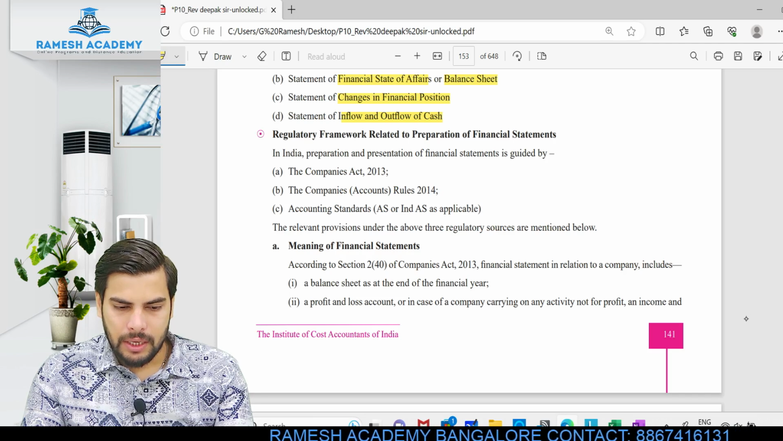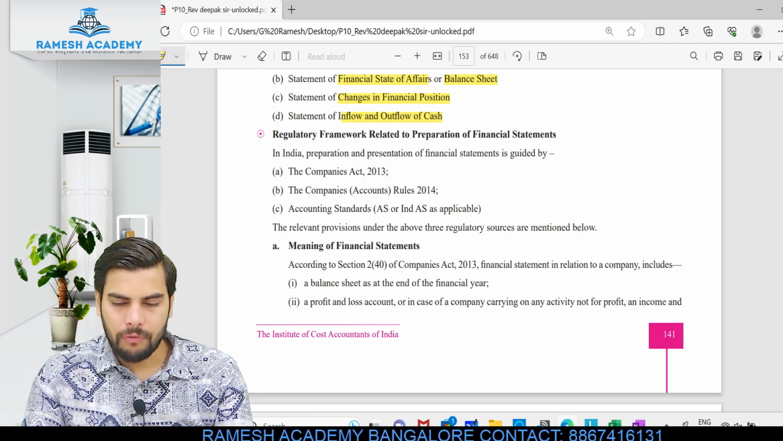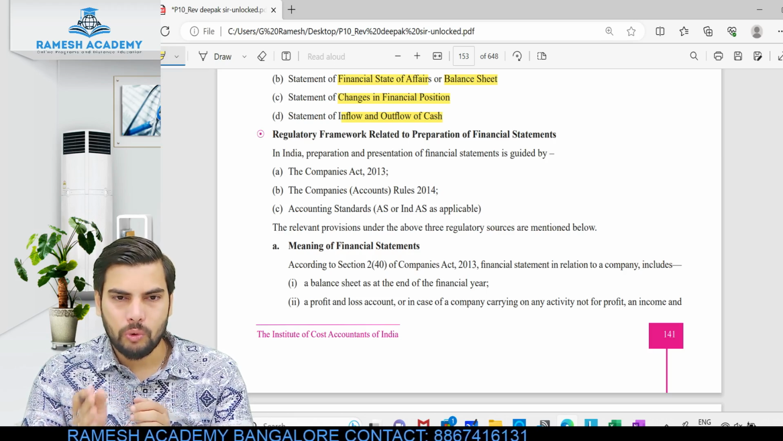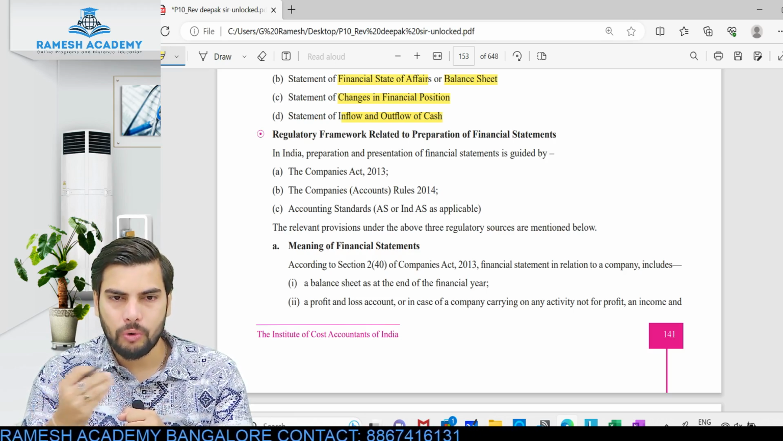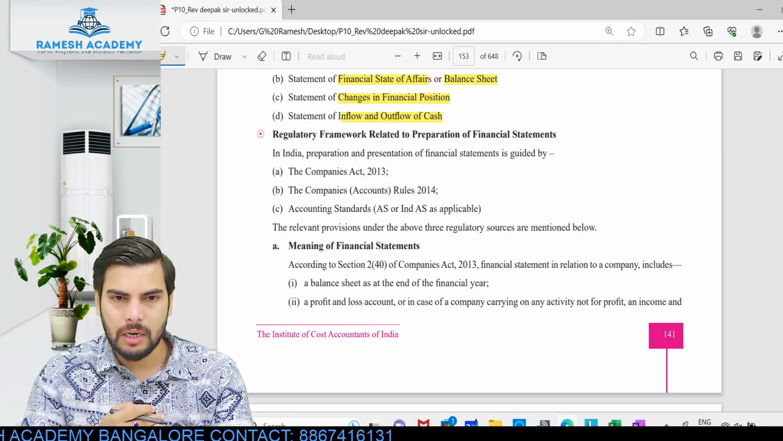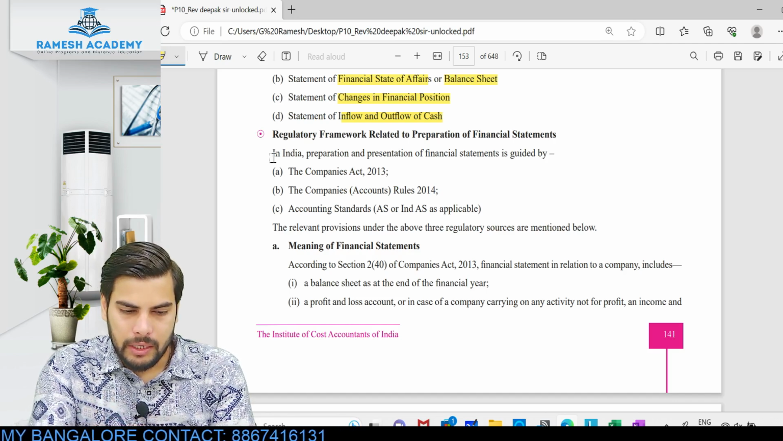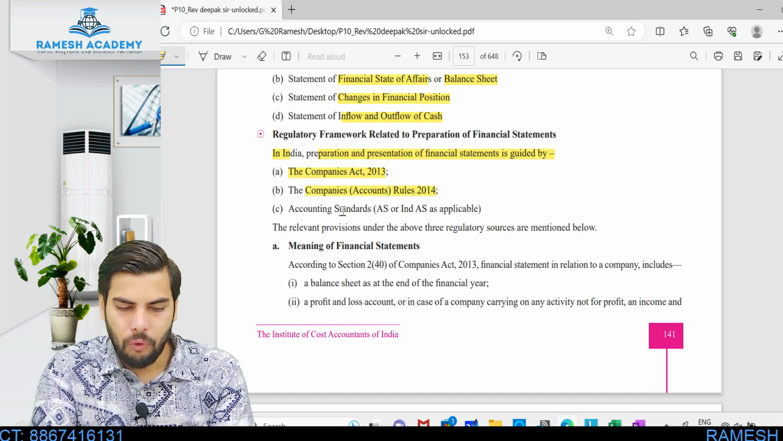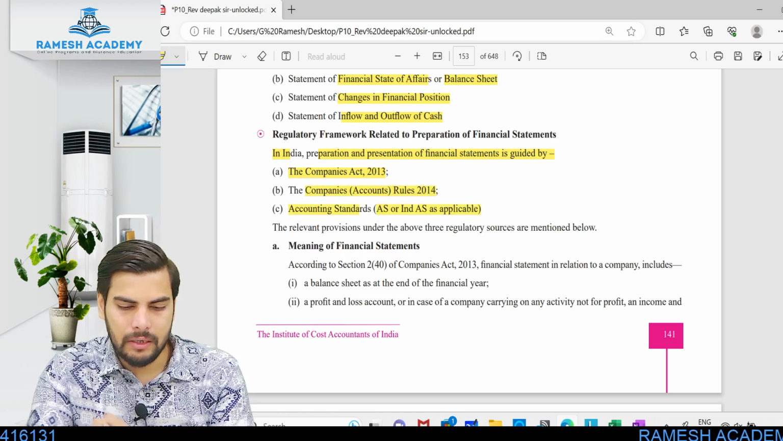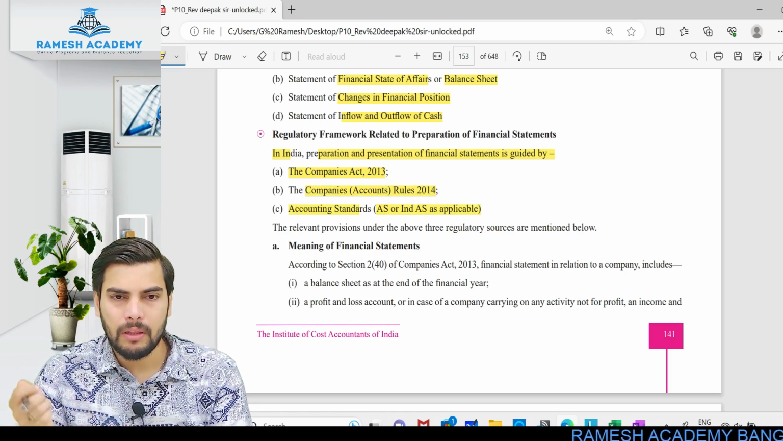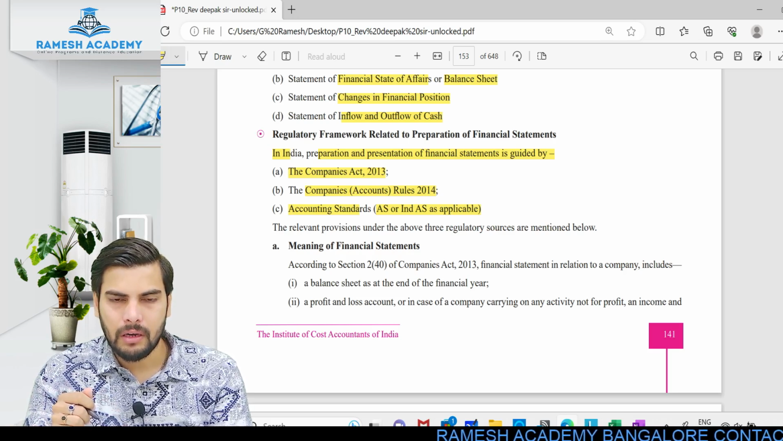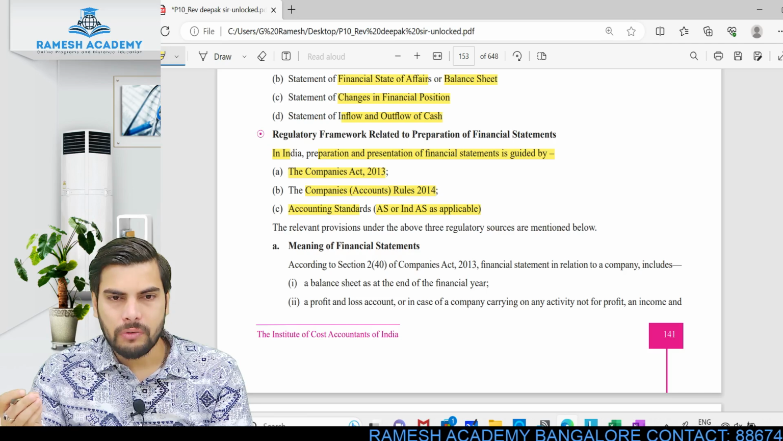Okay, let's have a look at the next thing, the regulatory framework related to the preparation of financial statements. So there are certain rules and regulations, or certain provisions, that we need to abide by whenever we are preparing the financial statements. Let us understand what those are. So in India, the preparation and presentation of financial statements is guided by what? It is guided by the Companies Act 2013, the Companies Accounts Rules 2014, and accounting standards, that is AS and Ind AS.